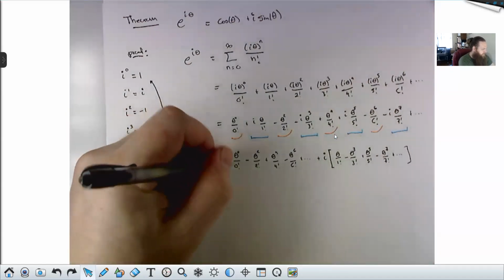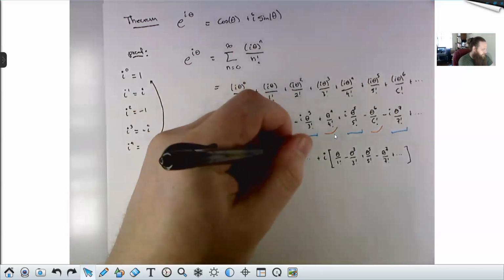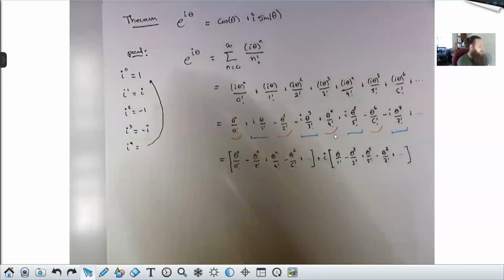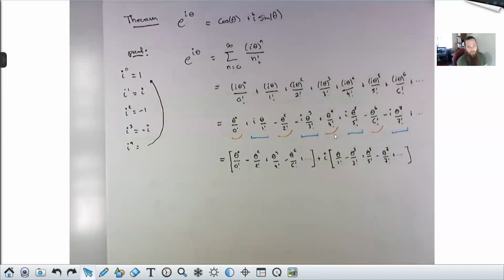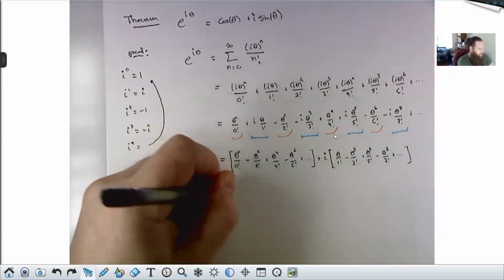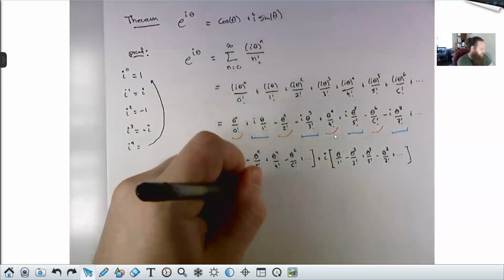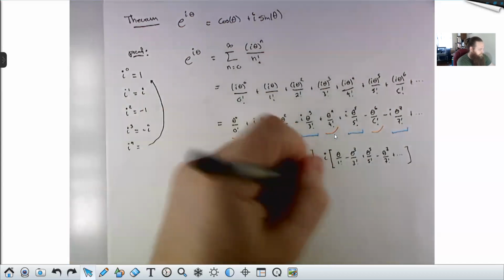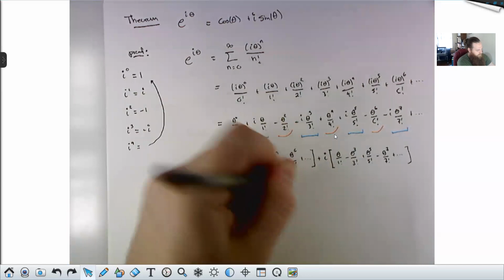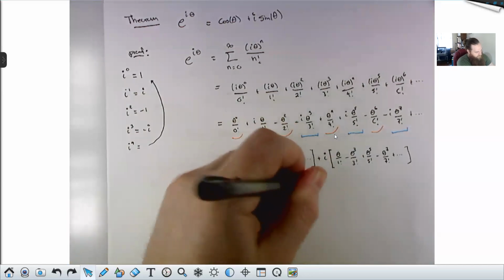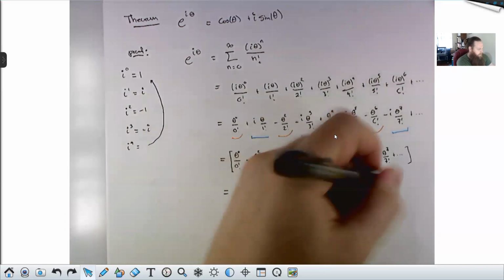And each of these is a reasonably familiar power series that you should all know from Calc 2, one of our known series. This first guy is the series for cos theta, and the other guy is the series for sine theta. And that's the proof.